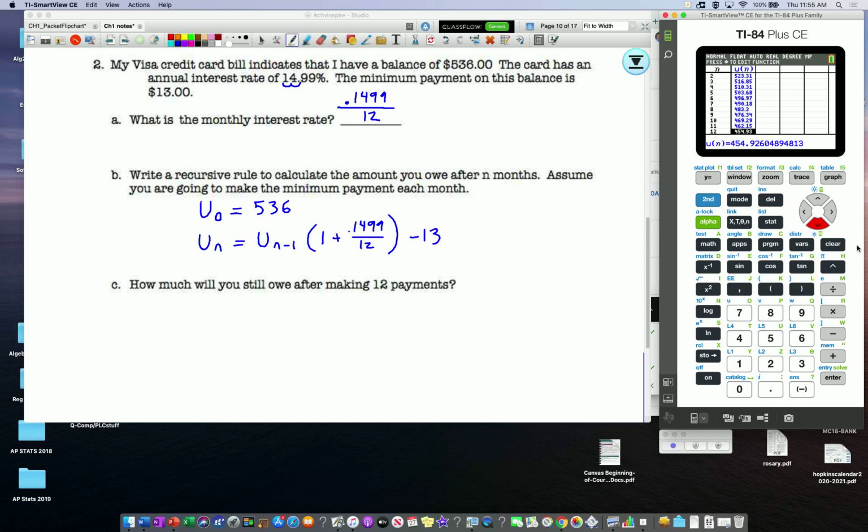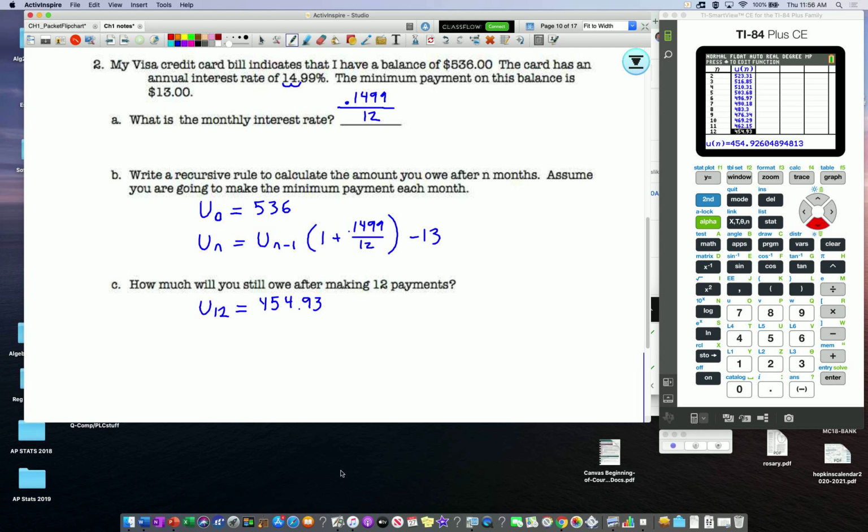After 12 months, so U sub 12, equals, I still owe $454, okay, and if I round it to the nearest penny, 93 cents. So that's the nice thing is it did round nicely, okay? So if I think about that, wow, I still owe a lot of money.